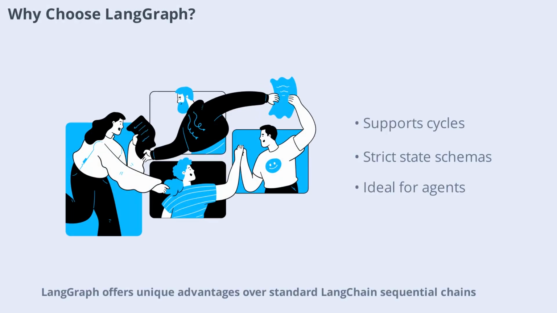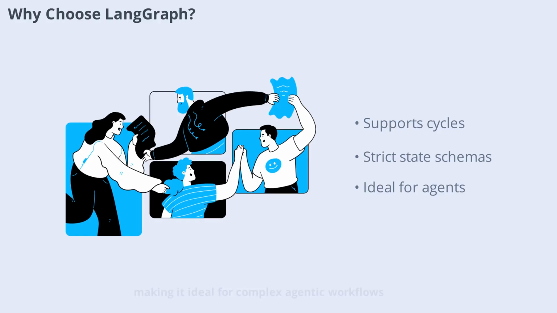LangGraph offers unique advantages over standard LangChain sequential chains. While sequential chains are linear and acyclic, agents often require cyclical graphs with loops, conditionals, and self-correction. LangGraph supports these cyclic architectures natively and enforces strict state schemas across steps, making it ideal for complex agentic workflows.